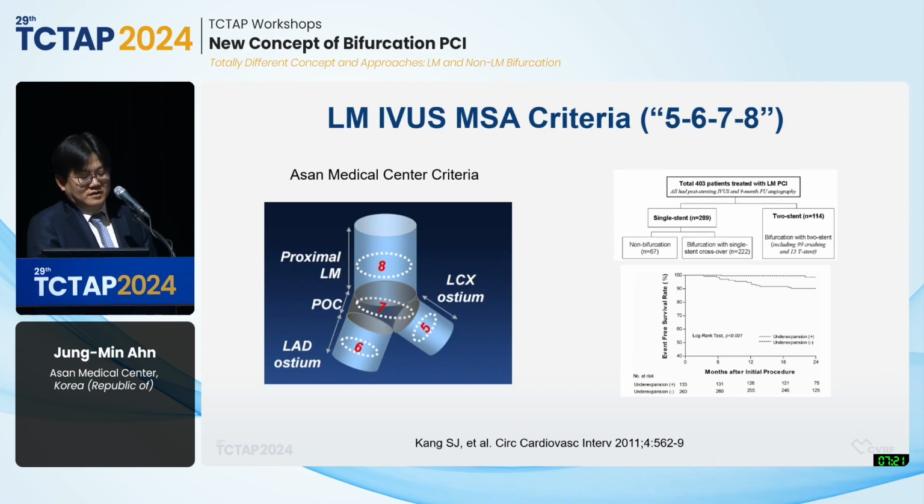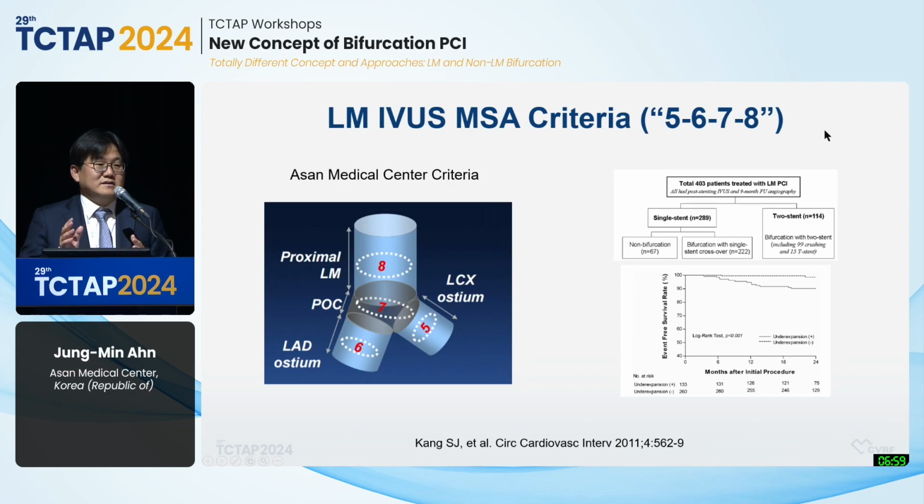6 for the LAD ostium, 7 for the POC area, 8 for the left main. But if you look in detail, this criteria is based on a very heterogeneous population: simple crossover stenting in 289 patients, and two stent in 114. Of those, 99 were crush and 15 were T-stenting.